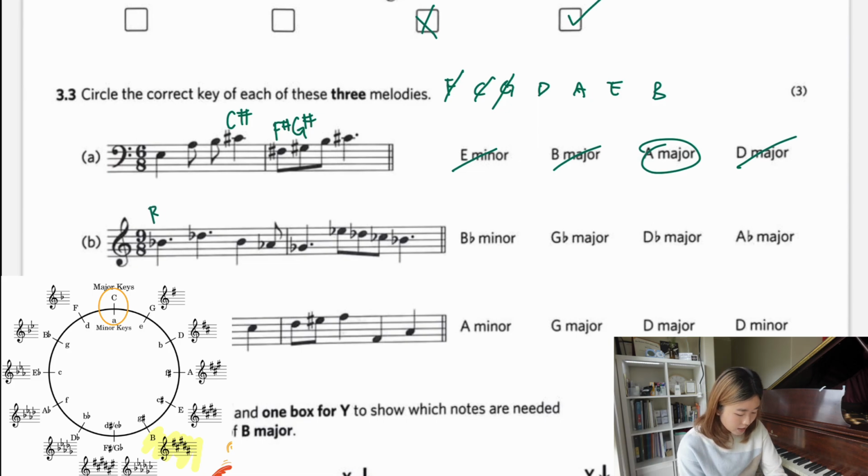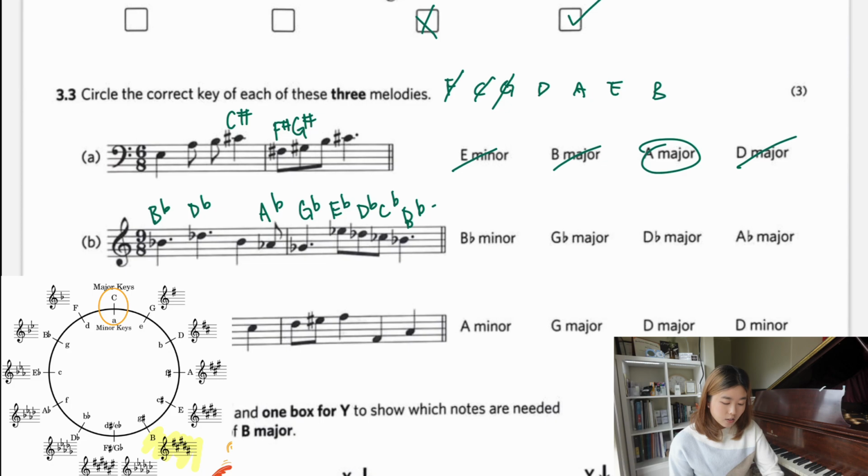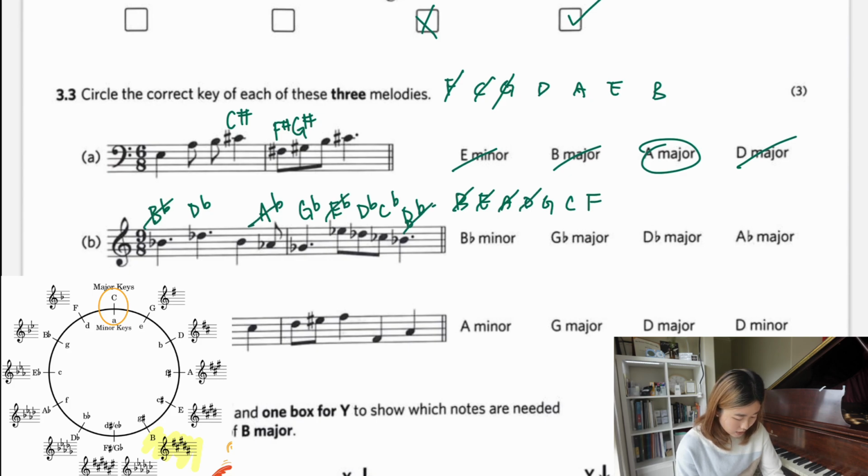D major, 2 sharps. So that won't be the answer. Okay, next one, B. Okay, same. I'm gonna write down all the flats. Okay, so you see they have quite a lot, okay? So write down the order of the flats and see how many you got. So we got B, E, A, D, G, C. Oh, we got 6 of them. So what is the key with 6 flats?